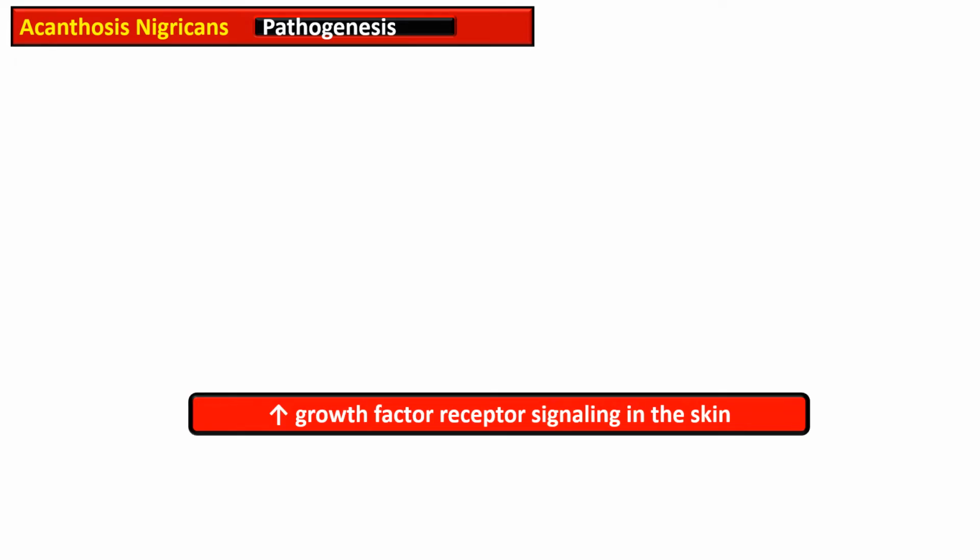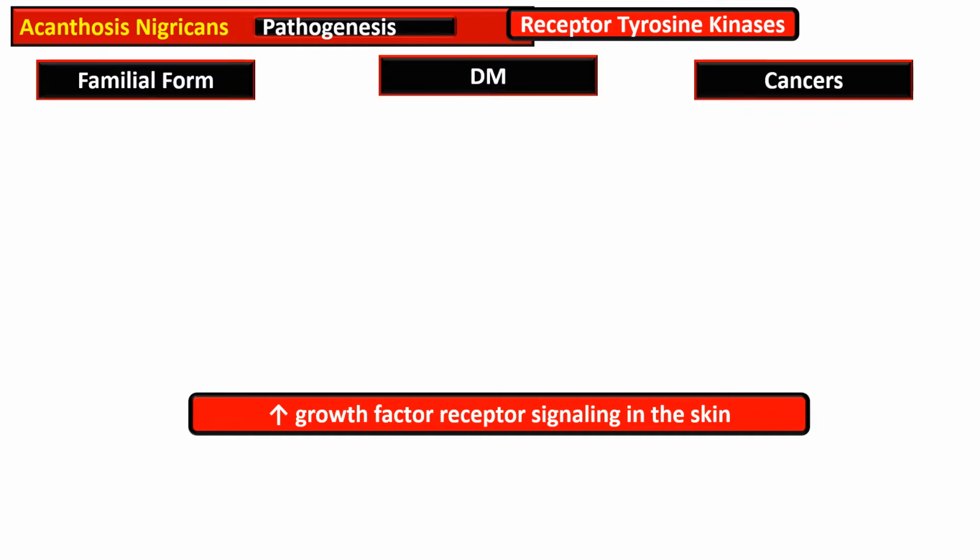The main event in the pathogenesis of Acanthosis nigricans is the increased growth factor receptor signaling in the skin. There is activation and or involvement of various receptor tyrosine kinases, and there are many forms of the disease or many causes of the disease that result in many types of the disease.